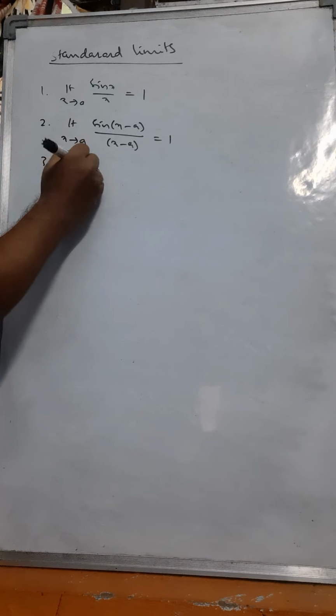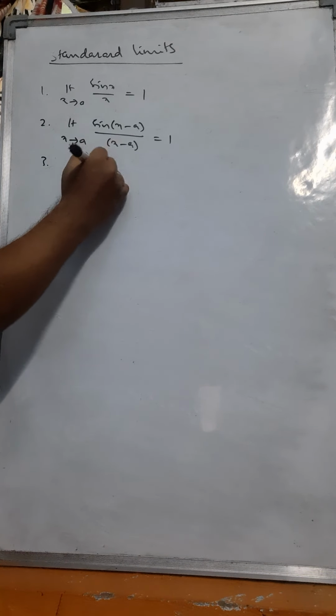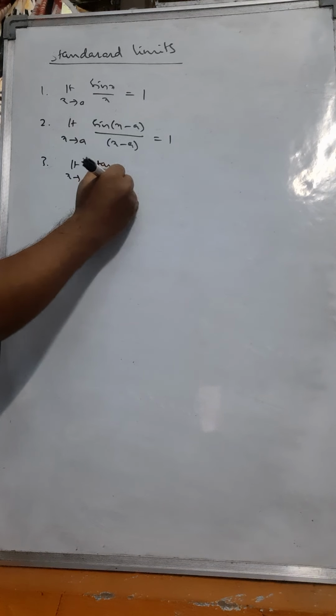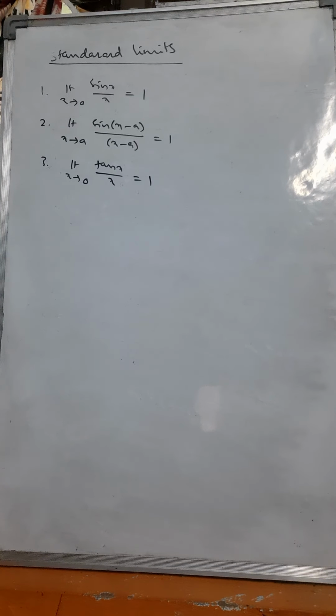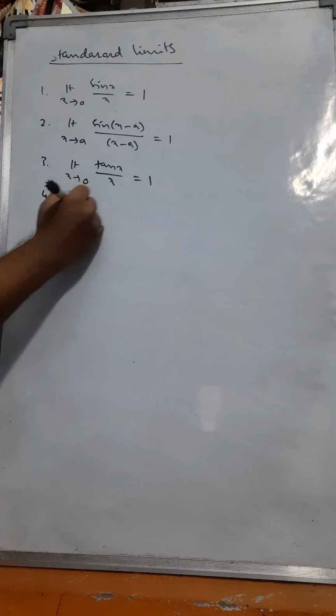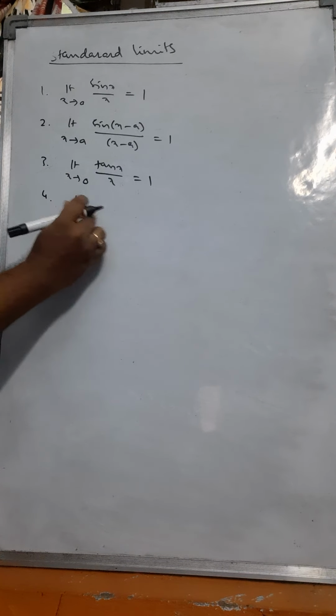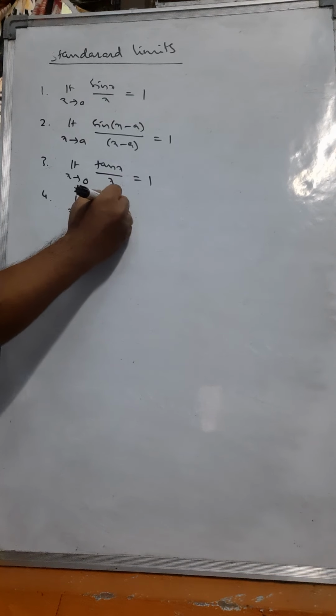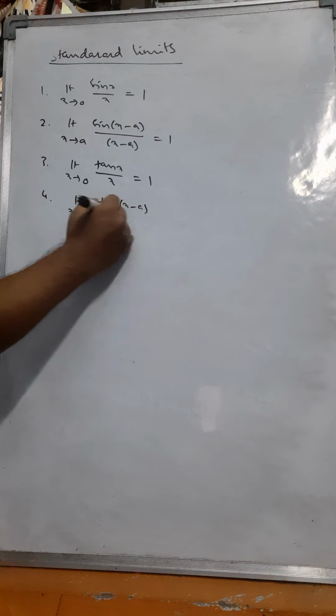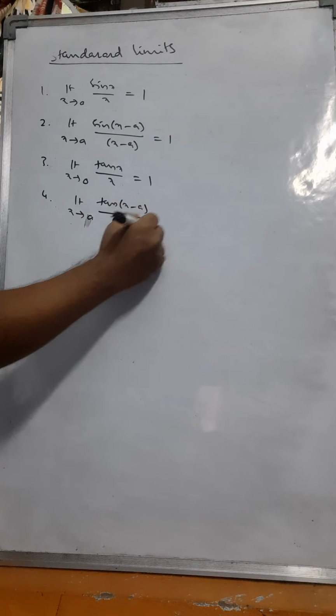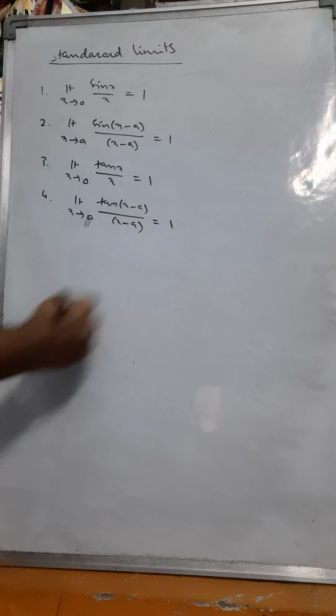Third one: limit x tends to 0, tan x by x is equal to 1. Fourth one: limit x tends to a, tan(x minus a) by (x minus a) is equal to 1.